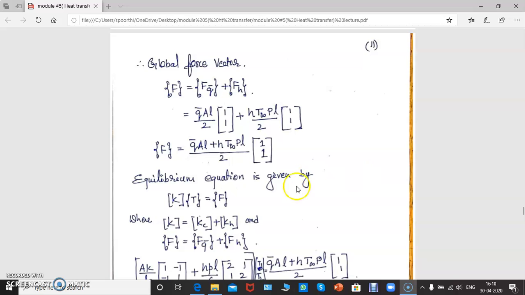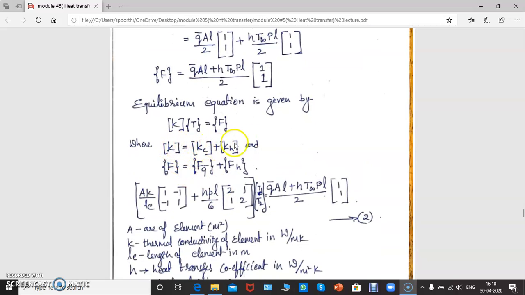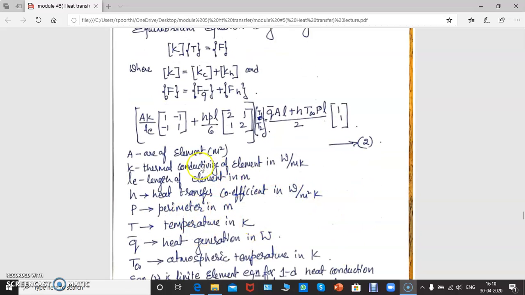Equilibrium equation is given by K T equals F. So K is known already, F is known, so we just substitute and you get this equation. This is for this context, that is where conduction, convection and internal heat generation are happening.